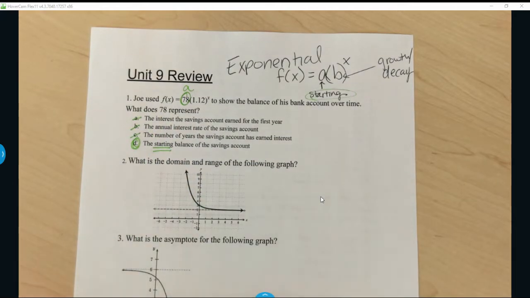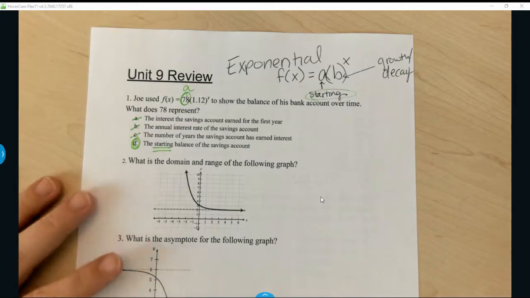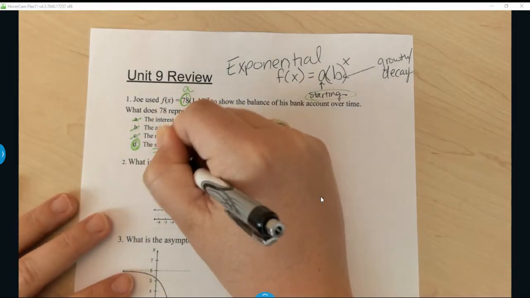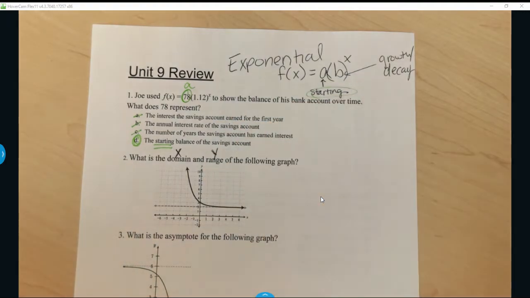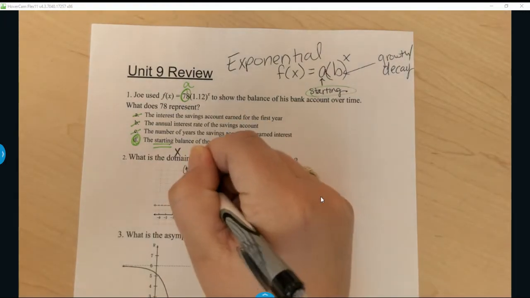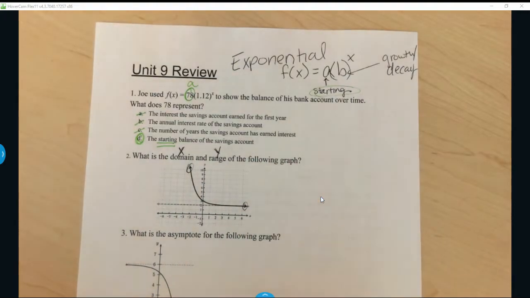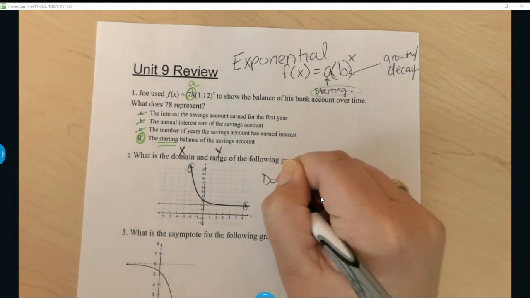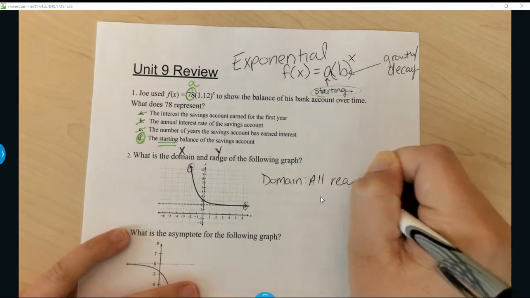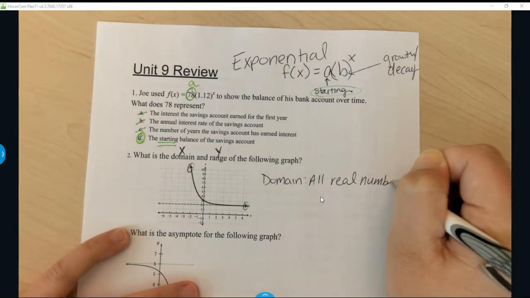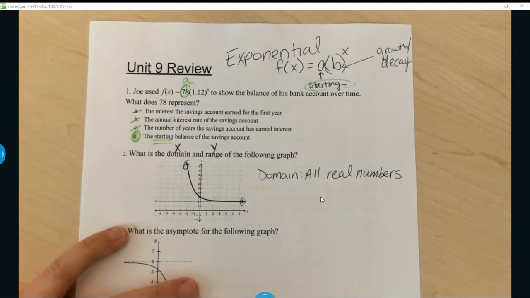Okay, on number 2, what is the domain and range of the following graph? We know domain is going to be our x values and range is our y values. So when I'm looking at this graph, first I'm going to pay attention to the arrows on the end. That's going to clue me in that my domain will be all real numbers.